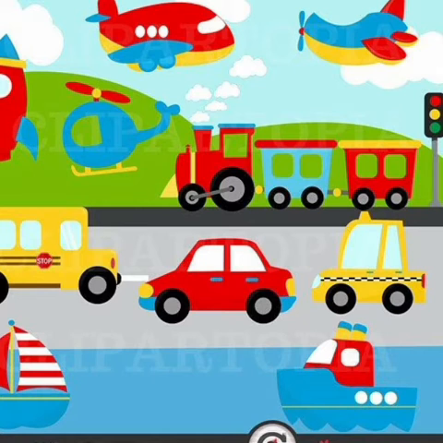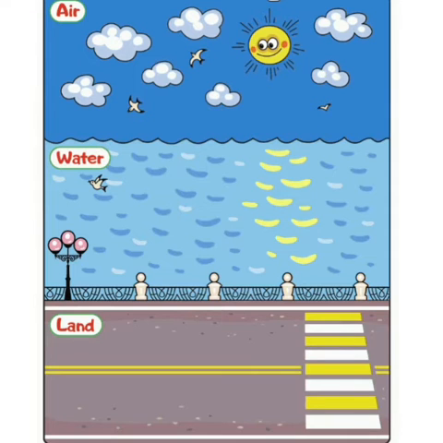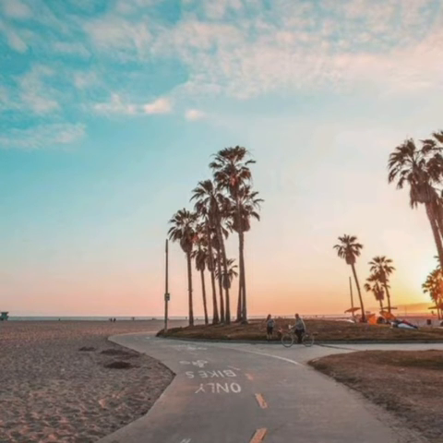So before we begin, let us revise one more time. There are three means of transport. One is air, two is water, three is land. Air means hawa, water means pani, land means zameen. And today we are going to learn about land transport.